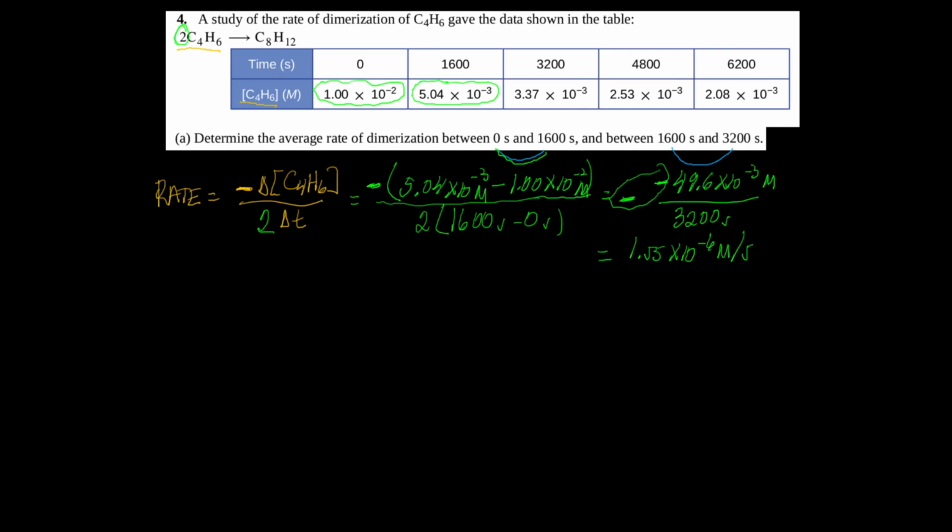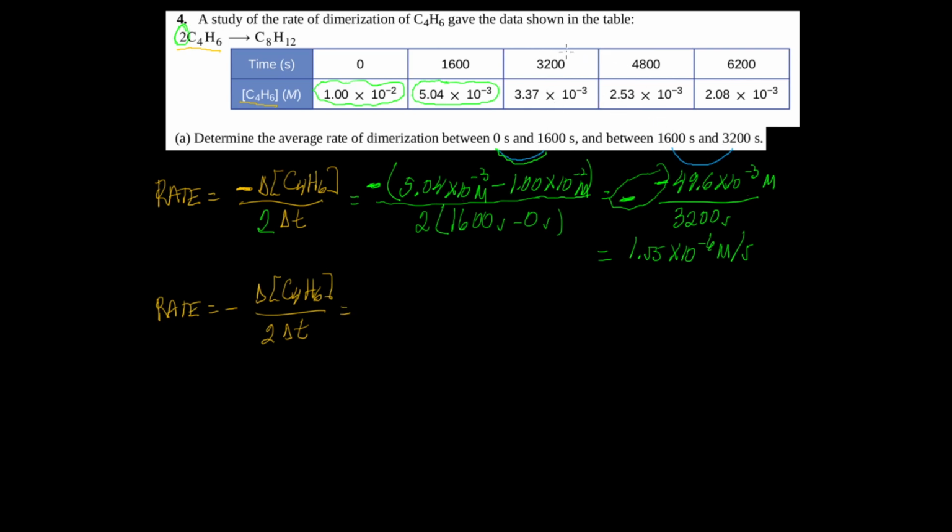Hit the pause and try to do the other problem and see what you get. I'm going to go ahead and work it out here too. So once again, we start off with the rate. It's going to be equal to minus the change in concentration of C4H6 divided by 2 times the change in the time, and that's final minus initial.